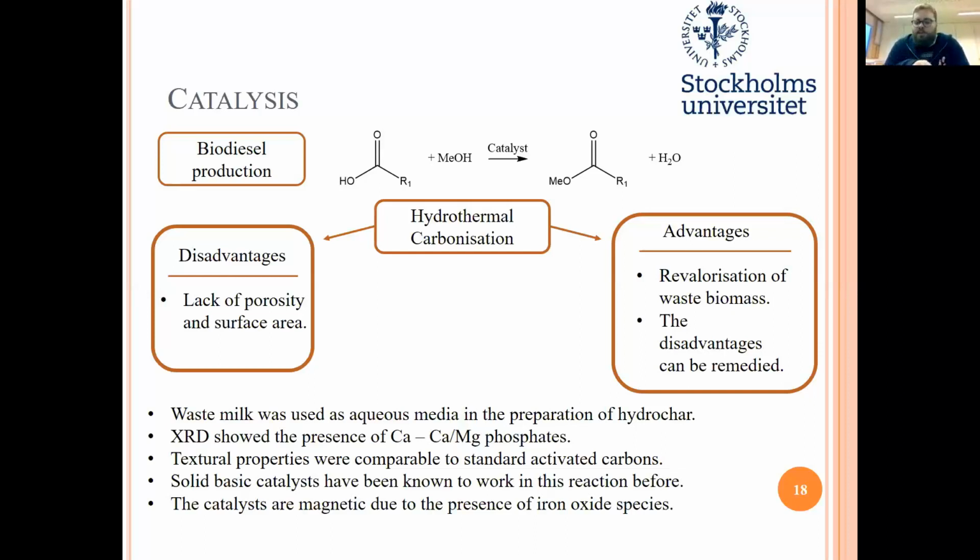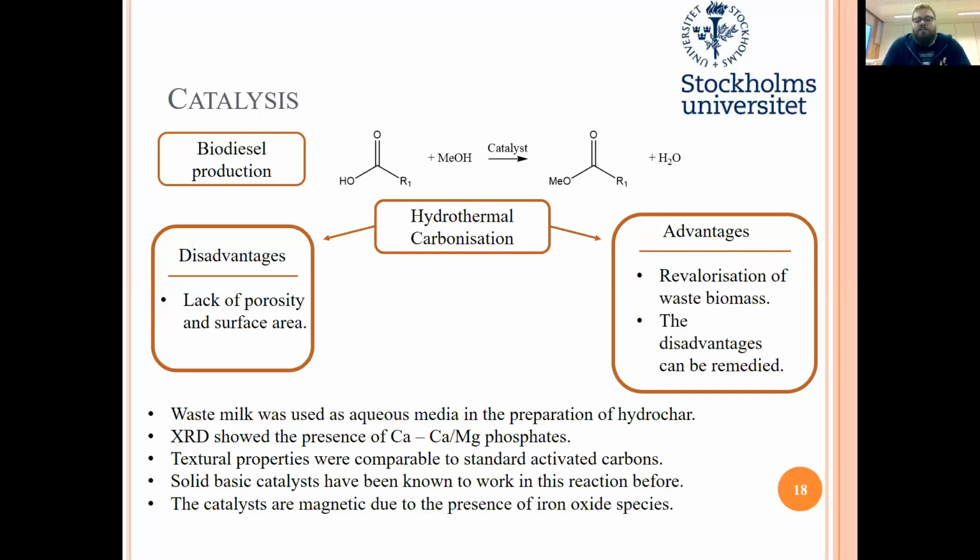And through XRD, we showed that the materials presented phases of calcium and calcium magnesium phosphates, which are basic sites. What's interesting about the basic sites is that they give the solid material some sort of basic activity. We know that this transesterification reaction is catalyzed both by acid and by base. So if we can use these basic sites as a catalyst for this reaction, that would be great.